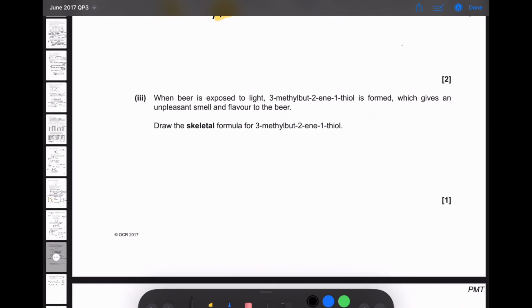When beer is exposed to light, 3-methyl-but-2-ene-1-thiol is formed, which gives an unpleasant smell and flavour to the beer. Draw the skeletal formula for 3-methyl-but-2-ene-1-thiol. So our first job is to draw the but. So 1, 2, 3, 4. Okay, 1-thiol, SH, but-2-ene. So if that's position 1, this is position 2. So draw a double bond in here, and then 3-methyl, if that's 1, that's 2, that's 3, methyl group there.